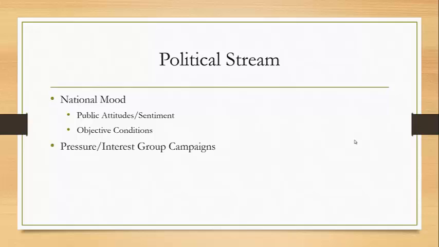The next thing that's involved in the political stream are pressure or interest group campaigns, right? We can think about what we're talking about in this case pretty easily. These are groups outside of government who are pushing government to do something, and they're involved in whether or not something is going to be politically feasible, because interest groups are highly involved in our political system, and the extent to which they are involved in a particular campaign affects what's going on in that political stream.